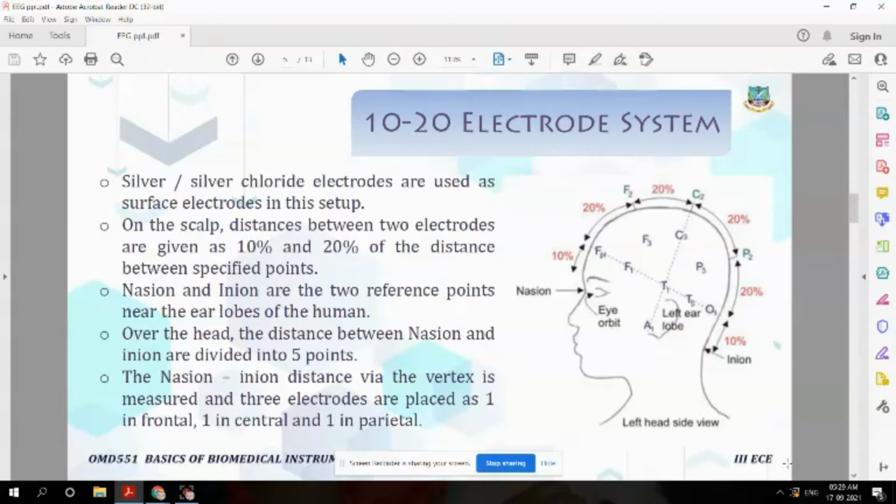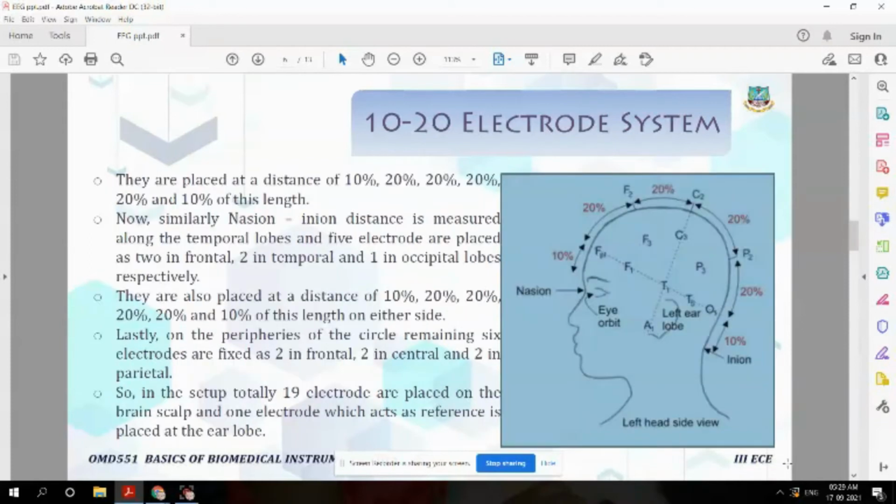The second point is the frontal, denoted as F. The third one is the central, denoted as C. Then parietal, denoted as P, and the occipital, denoted as O. So this is the 10-20 electrode system. Based on these 5 points, we fix the electrodes on our brain. This is the vertical part, Nasion to Inion.